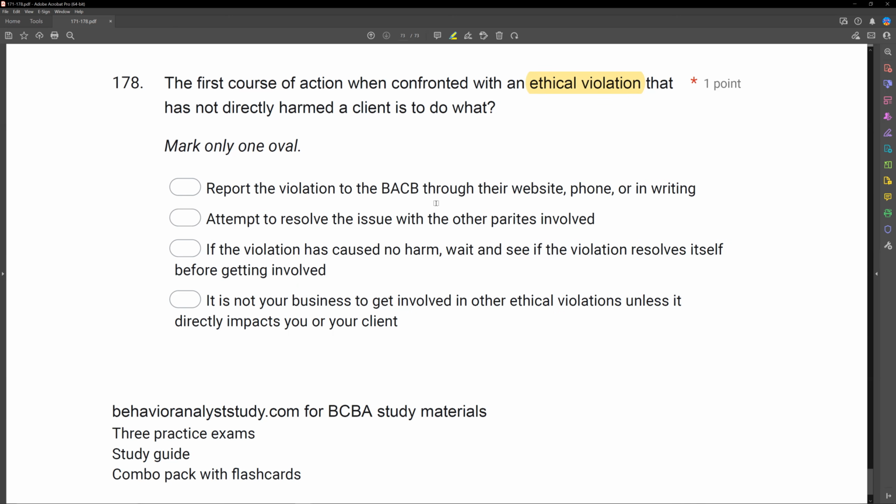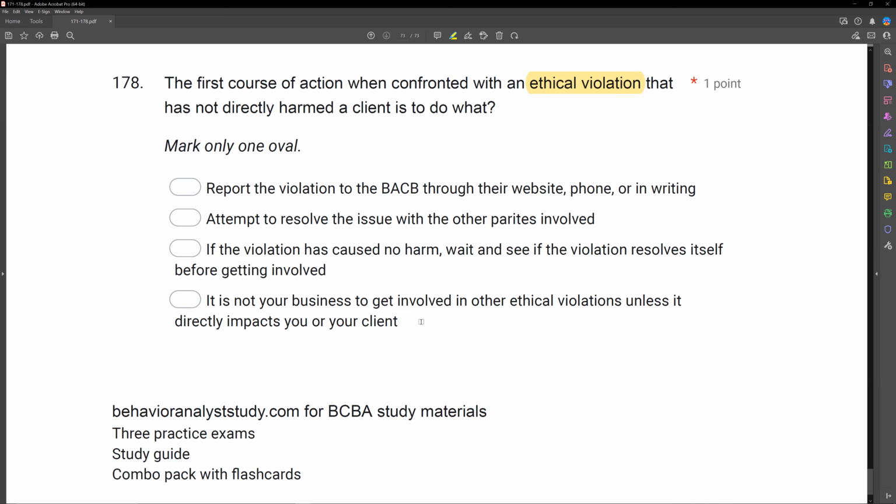A, report the violation to the BACB through their website, phone, or in writing. Before you even do that, okay, before you give this to the BACB to hopefully get them involved, you need to do what? You need to attempt to resolve the issue with other parties involved. They might not even know they're engaging in ethical violations. So you should give them the benefit of the doubt, present your case. If they don't resolve it, then we can go ahead and report it. C, see if the violation has caused no harm. Wait and see if the violation resolves itself before getting involved. Absolutely not. We don't wait and see, because what if the worst happens?